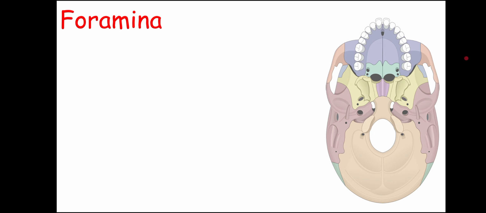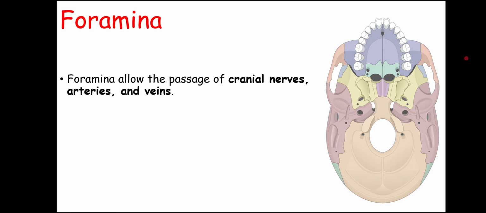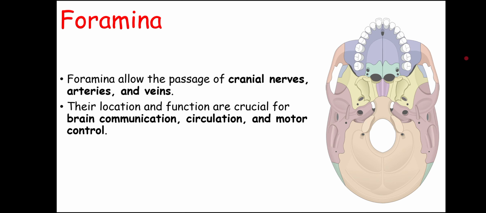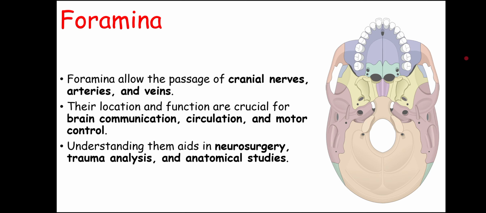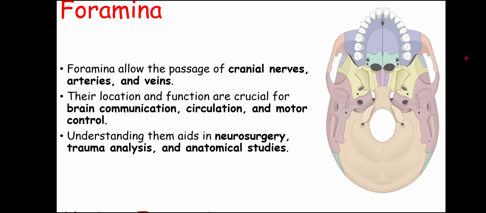Now let's talk about the foramina of the Norma Basalis. Foramina allow the passage of the cranial nerves, arteries and veins. Their location and functions are crucial for brain communication, circulation and motor control. Understanding them aids in neurosurgery, trauma analysis and anatomical studies.